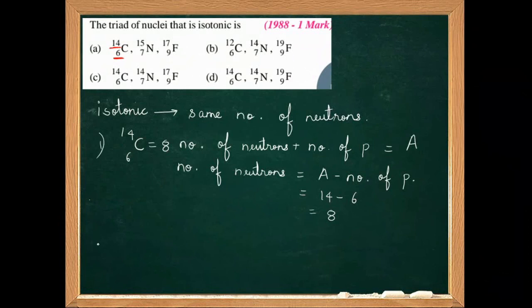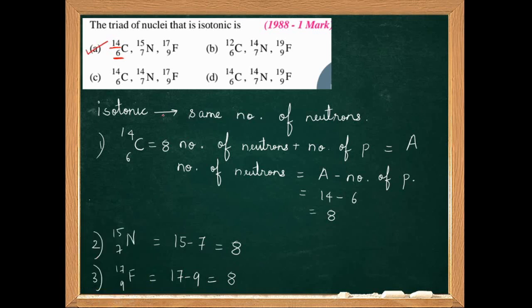Then for the second case, nitrogen 15 and 7. So this will be what? 15 minus 7, this is also equal to 8. So the number of neutrons is 8. And the third one, fluorine 17 and 9. So this is 17 minus 9, which is also equal to 8. Right? So the right option to this question is option A, where all of them have the same number of neutrons and therefore they become isotones.